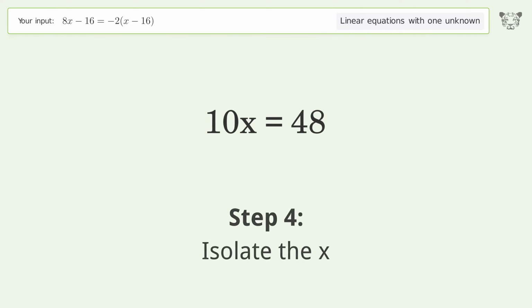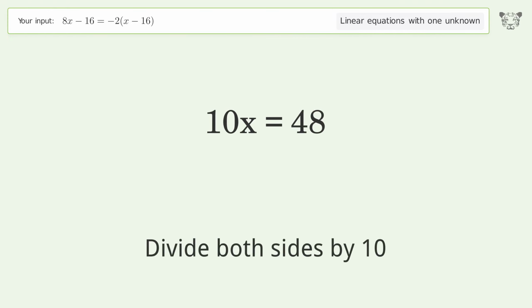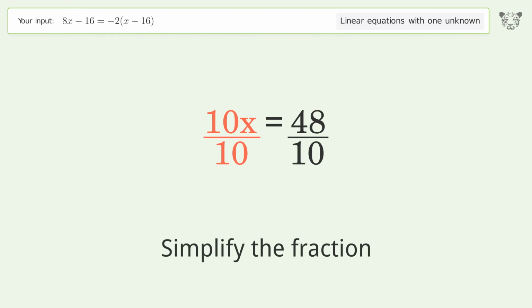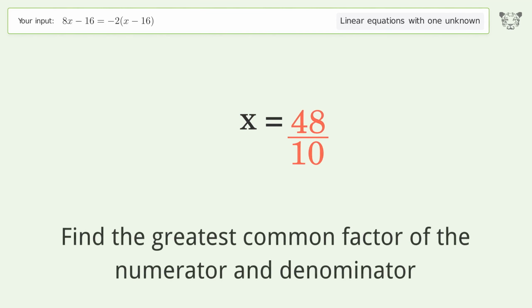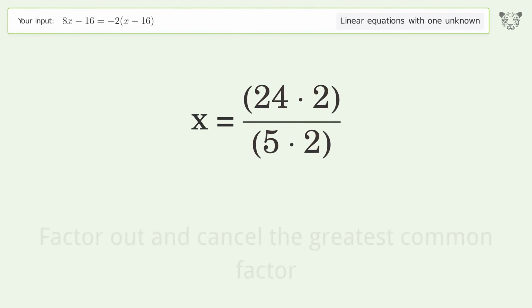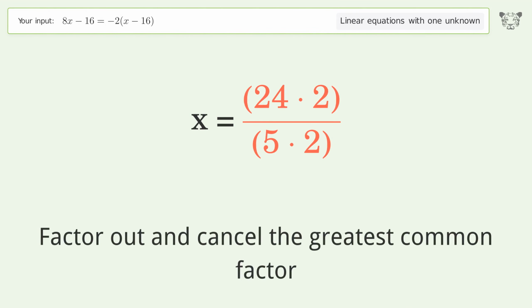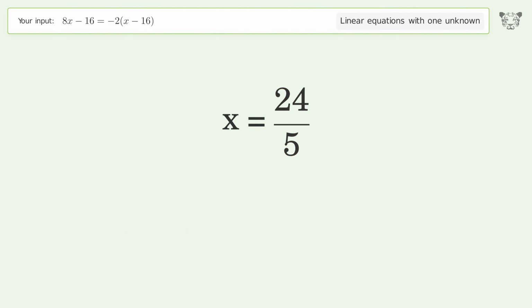Isolate the x. Divide both sides by 10. Simplify the fraction. Find the greatest common factor of the numerator and denominator. Factor out and cancel the greatest common factor. And so the final result is x equals 24/5.